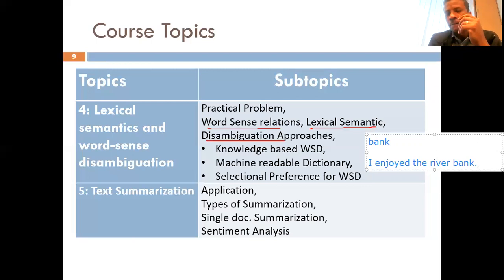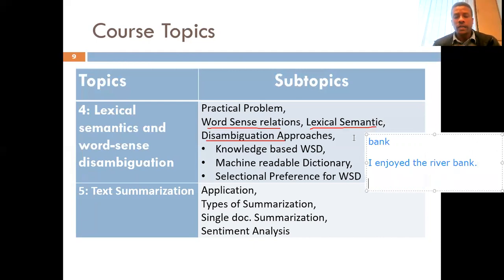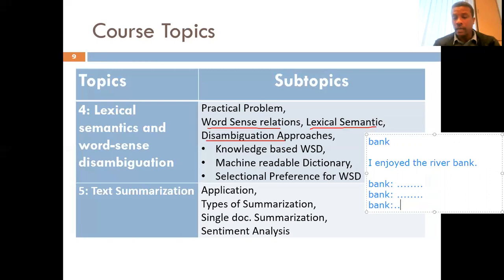Okay, you see? Unless a word exists in a context, knowing the meaning will be difficult. So in this case, if you go to a dictionary, the word bank will give you many different definitions. In a dictionary, what you have is a list of possible definitions. But whenever it is used in a sentence, you need to decide which one is correct.